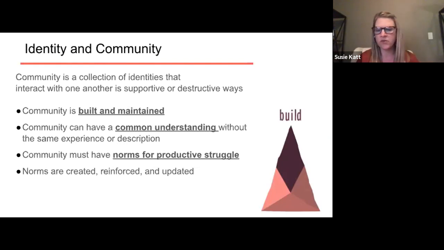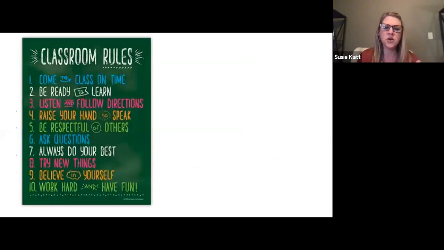We're going to reinforce them throughout our actions and celebrating, oh gosh, I see that Lenny did that. That was great. That really helped our community and helped us all learn and grow. And we may have to update them over time as things change. So a lot of us have these classroom rules or posters, right?